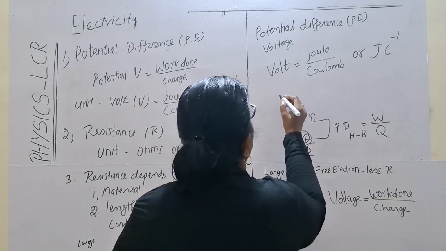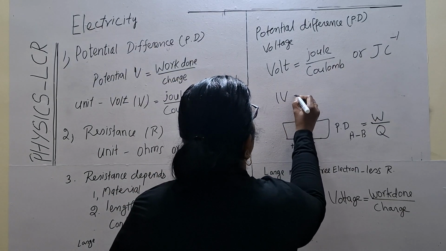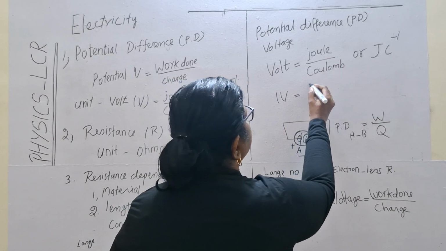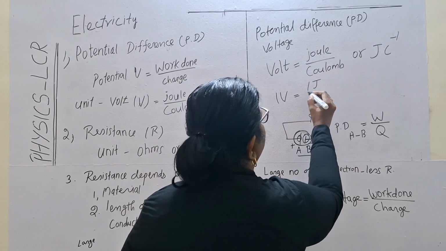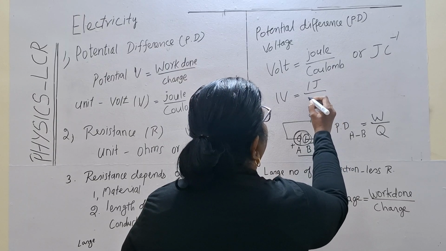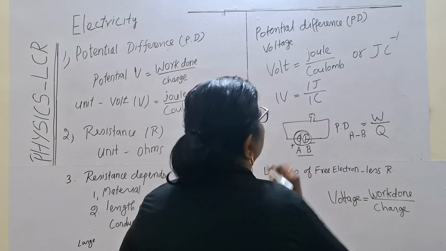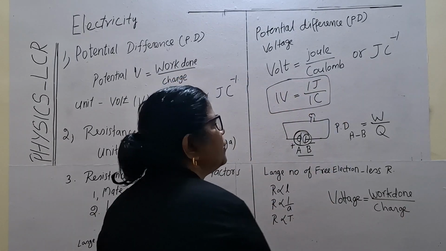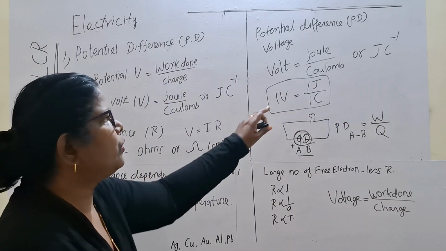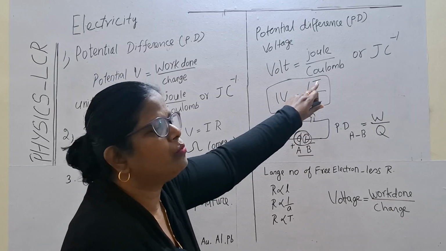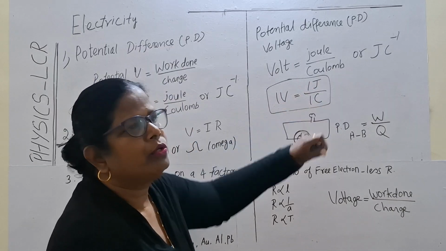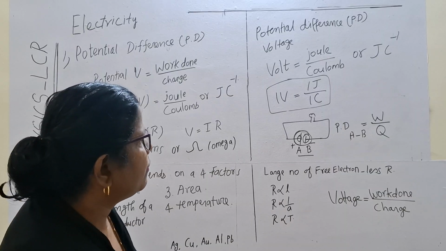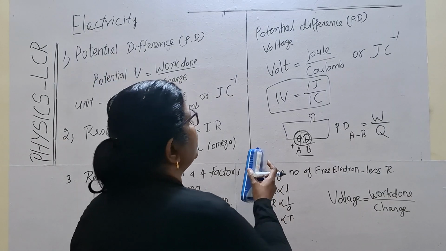Here you can define 1 volt. What is 1 volt? 1 volt is defined as 1 joule of work done per 1 coulomb of charge. That is how we define 1 volt. So this is about voltage.